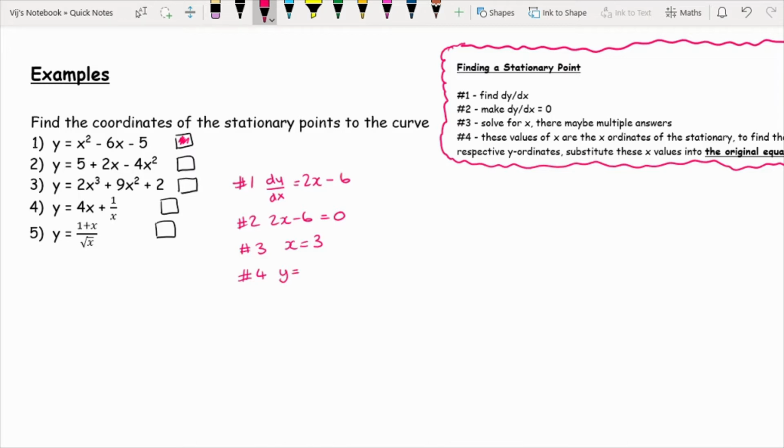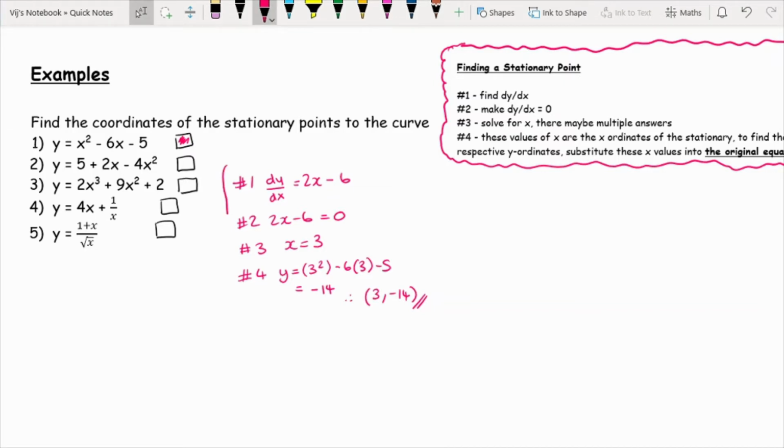So all I'm going to do is substitute 3 as x into this expression, in which if I work that out I get a value of minus 14, giving me a coordinate of 3, minus 14, and there is that answer. So as you can see, I've followed all of those 4 steps, and there is my stationary point.